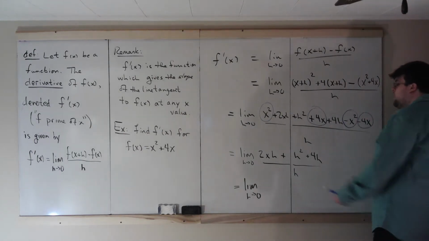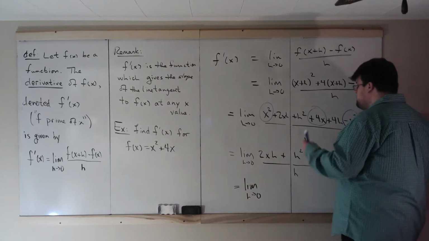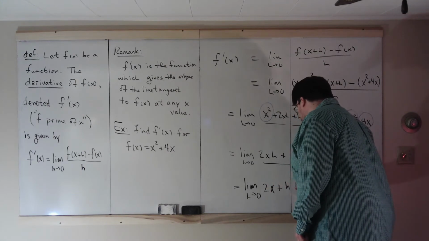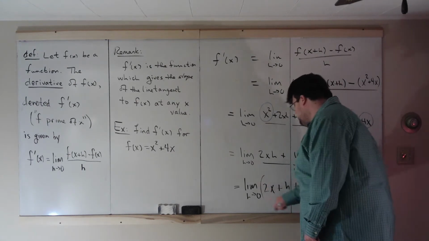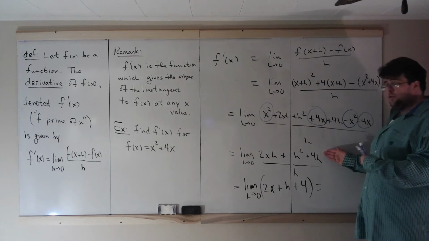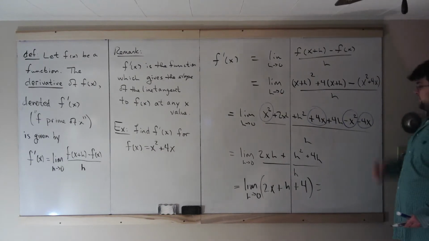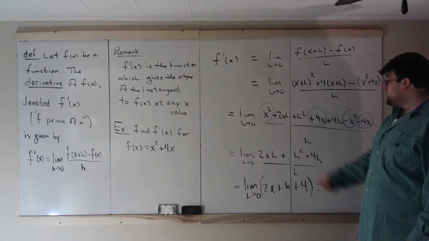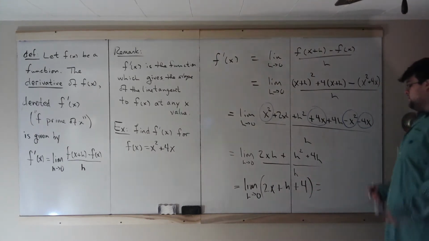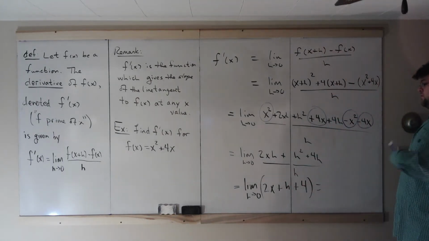Notice all 3 of these terms here have an h. So you can cancel an h from everything. Another way of saying that would be factor out an h from the top and then cancel that h with this h in the bottom. You have a 2x here, an h here, a 4 here, and it's all divided by 1, so I'm not even going to write that. But now you've canceled the h's. That eliminated what was causing a 0 over 0 to appear.